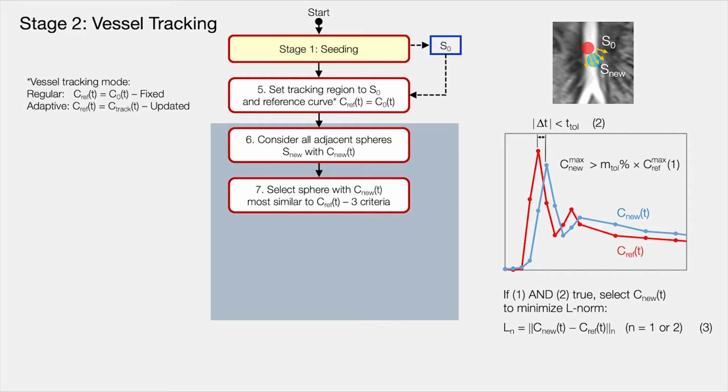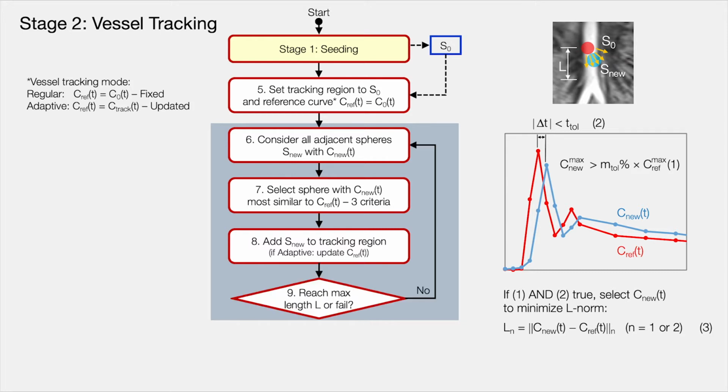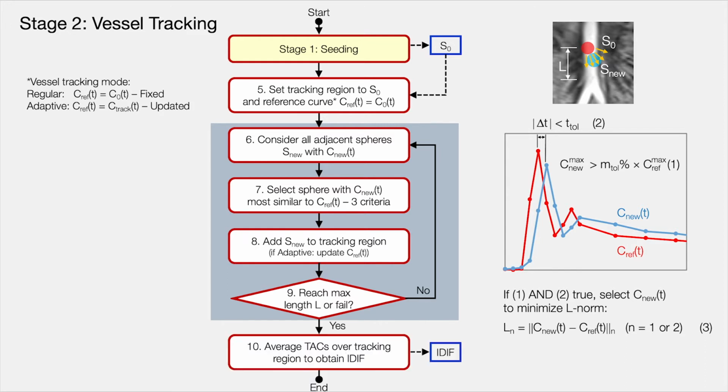The sphere that satisfies these three conditions is then added to the tracking region. In adaptive mode, the reference curve is updated to the average curve of the newly expanded tracking region. This sequence is repeated until the user-defined vessel length is reached or tracking fails. After vessel tracking is finished, the image-derived input function is determined as the average time activity curve over the filled voxels in the tracking region.